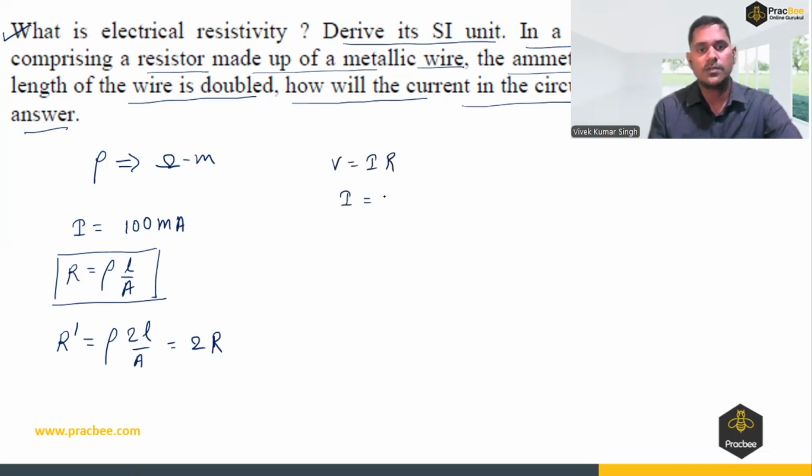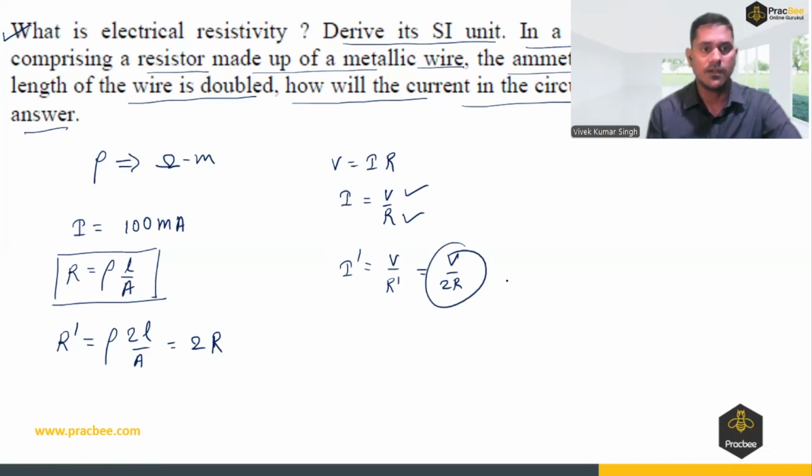So I is equal to V over R. Since voltage is constant, by increasing the length, the resistance increases 2 times. So the new current I dash is equal to V over R dash, which is V over 2R. Means the current would be reduced by half. So the new current would be equal to 50 milliampere.